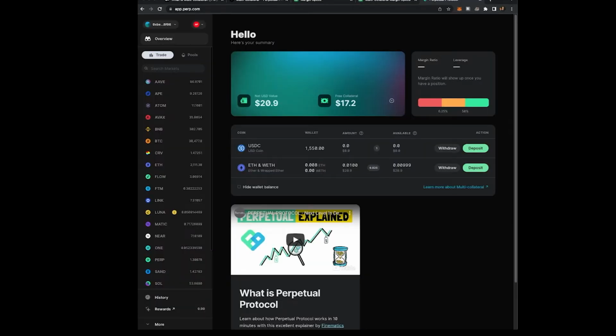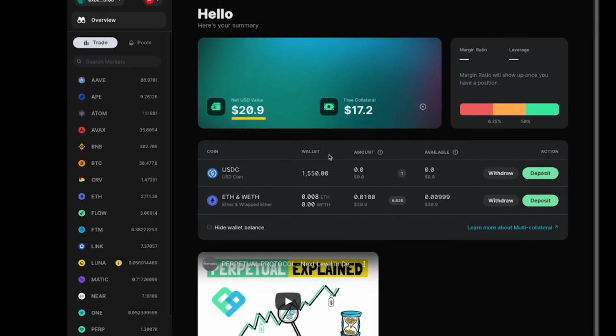But what if you want to use collateral other than USDC? Things change slightly as a weighting system is applied. The weight for USDC is 100%, while for ETH or wrapped ETH it is 82.5%. Here you can see we've deposited $20.9 of Ethereum, but the free collateral is only $17.2, which is 82.5% of the deposited amount.